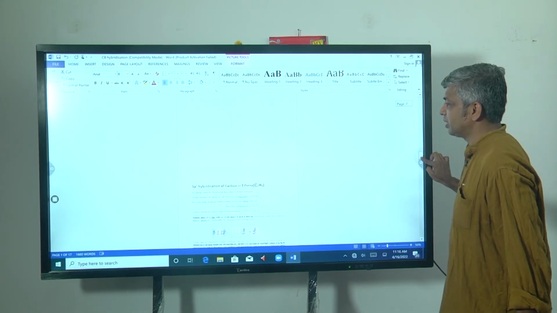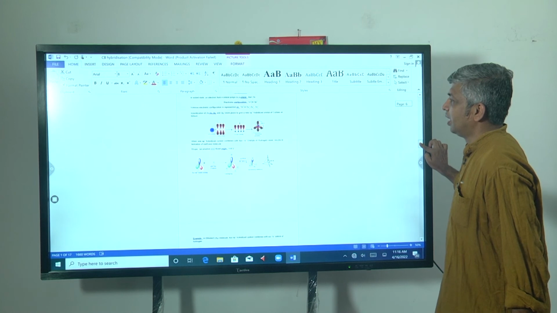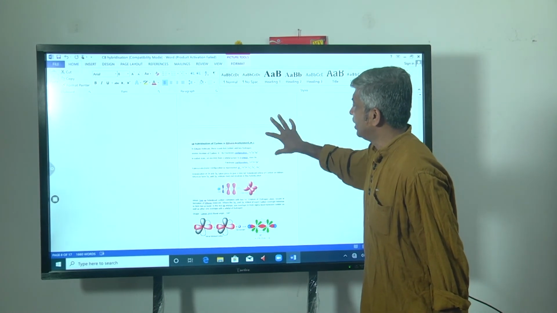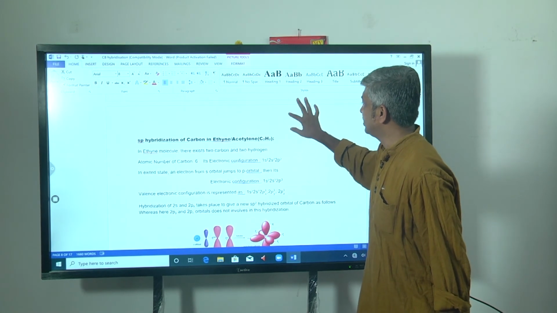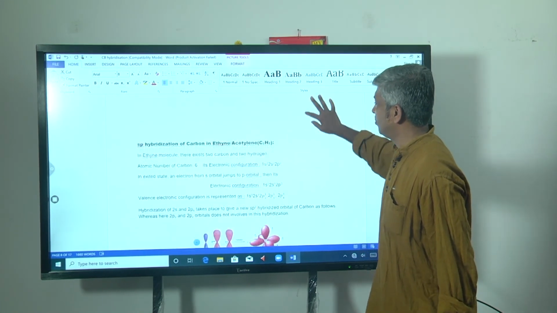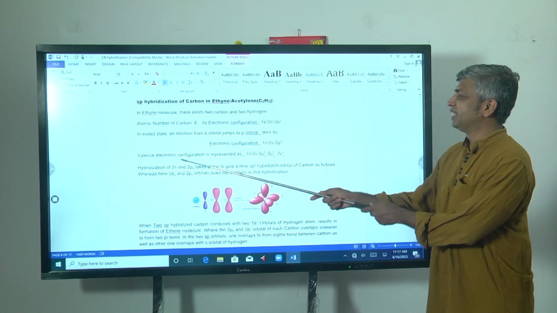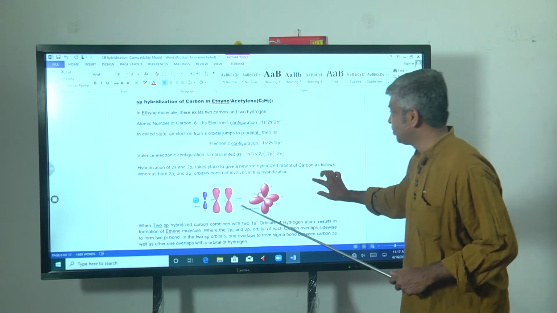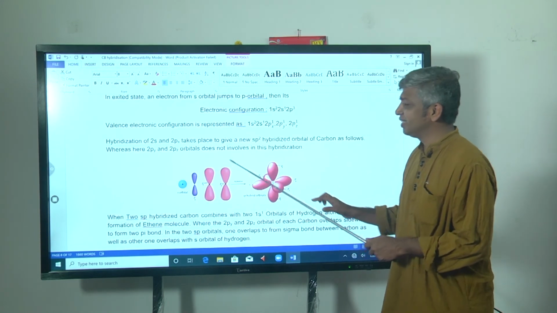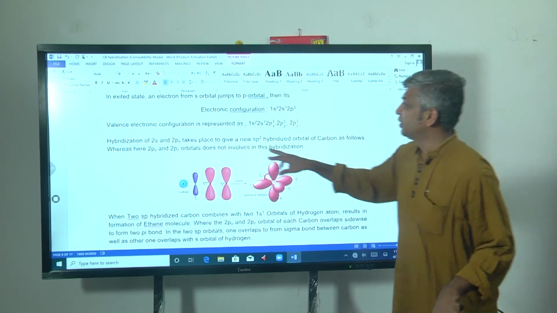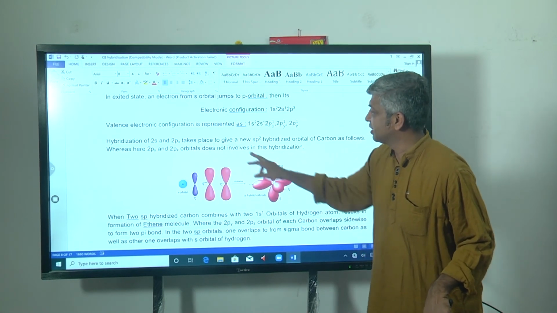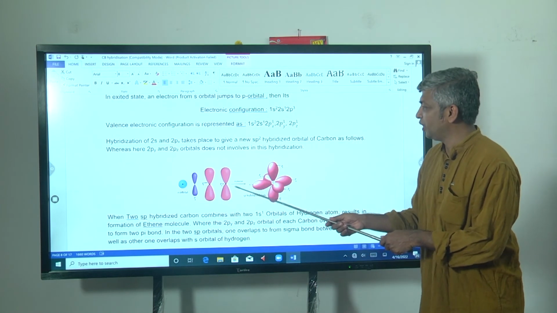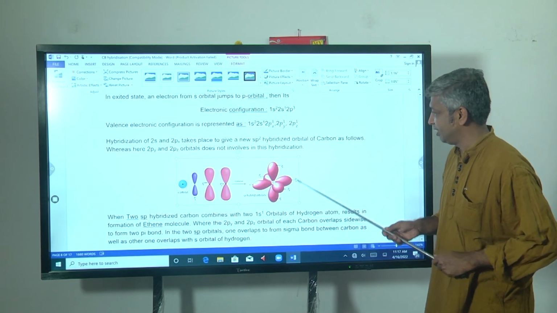So now we are going for the next, that is our acetylene or ethyne molecule, with a triple bond. We discussed double bond here. Now we are coming to the triple bond. Up to here, the valence electronic configuration is represented as so and so. You know it, and this one also you know because we discussed these things in hybridization. You can see here that 2s and 2px take part in hybridization, whereas these two are not involved, so you write them as such.